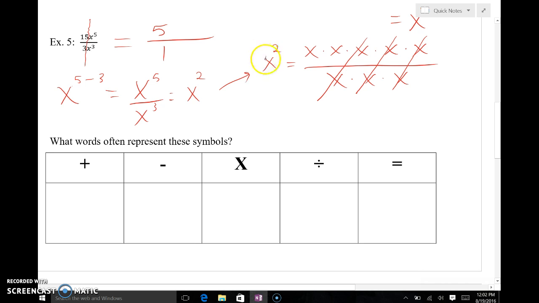So I could just put this into our expression right here. 5x squared on top over 1. Well, 5x squared divided by 1 is just simply 5x squared.